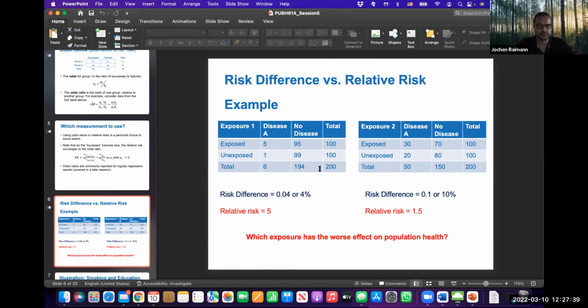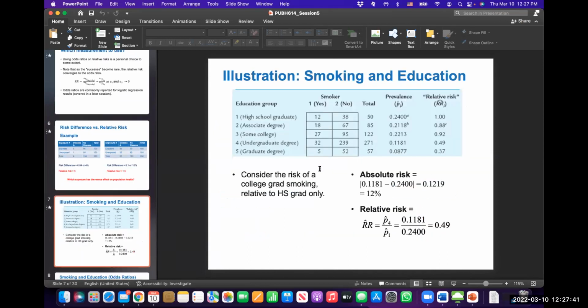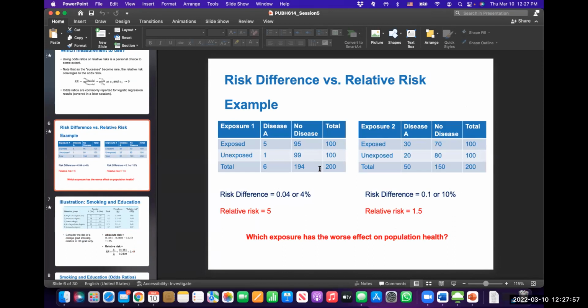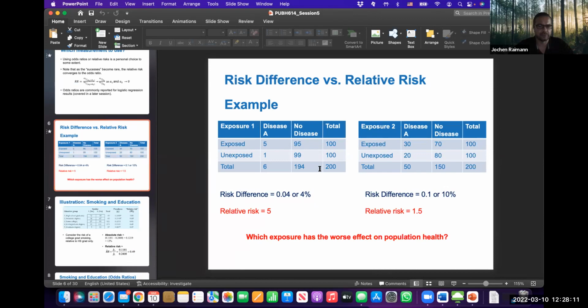Yeah, it was actually this page that I thought was really interesting: the relative risk of 5 and then the relative risk of 1.5, and which exposure would have the worst effect on population health, right? So it's surprising because it's like the 1.5, right? And not the 5, or the opposite. The worst effect on population health. No, the worst effect is the relative risk of 5, right? Oh, 5. Okay, got it.